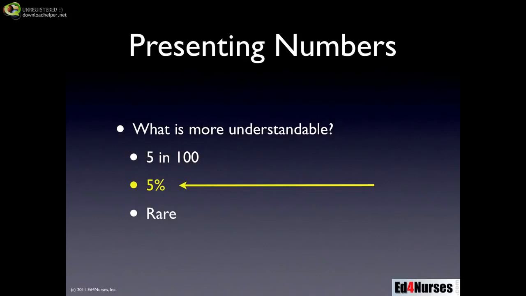Rare, again, is kind of vague. Okay, so what is rare? You know, to one person that might mean 20%, to another person that might mean less than 1%. So that's kind of vague. 5 in 100, people have a hard time understanding those kind of statistics. So instead, what they ask us to use is frequencies in terms of percentage. So rather than using the direct frequency, 5 in 100, we're going to talk about a percentage.